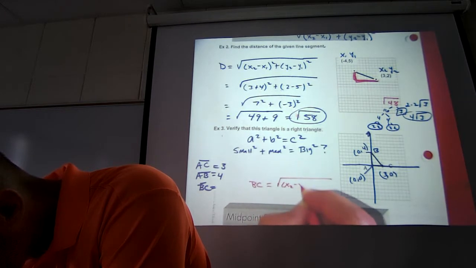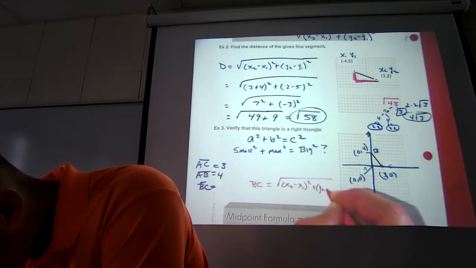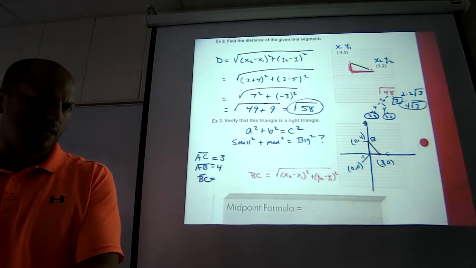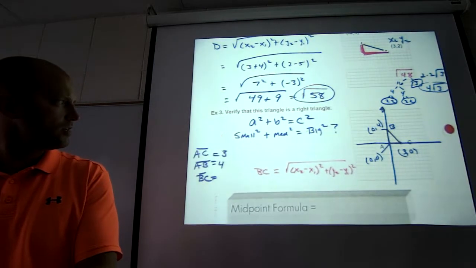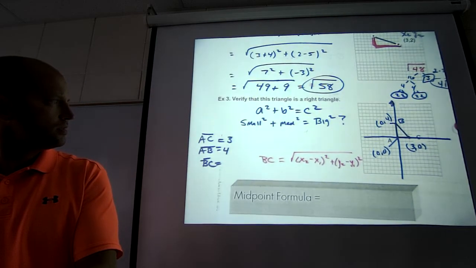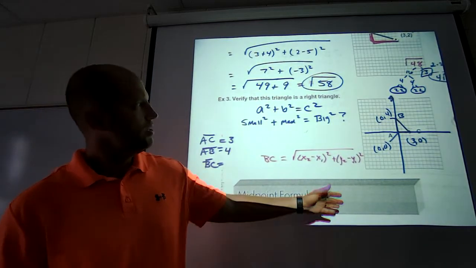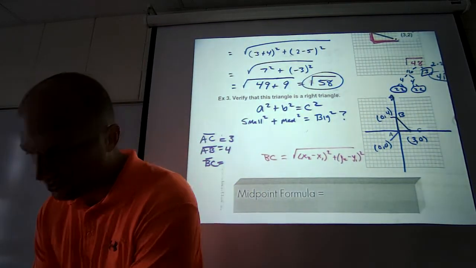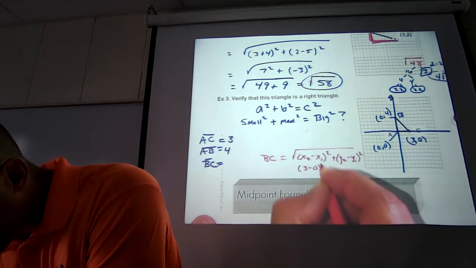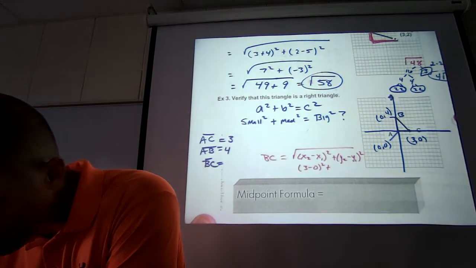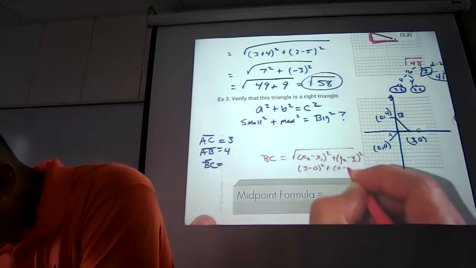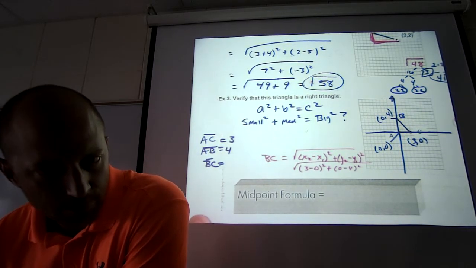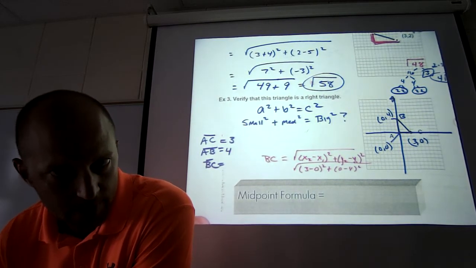I'm doing x2 minus x1 squared plus y2 minus y1 quantity squared. I can zoom that in just a touch so you guys see that a little clearer. Okay. All right, so you guys can plug those in. I'm going to start here with my x. I'm going to go 3 minus 0. And then y2 minus y1, I'm going 0 minus 4 quantity squared. You guys, can you see that all right?